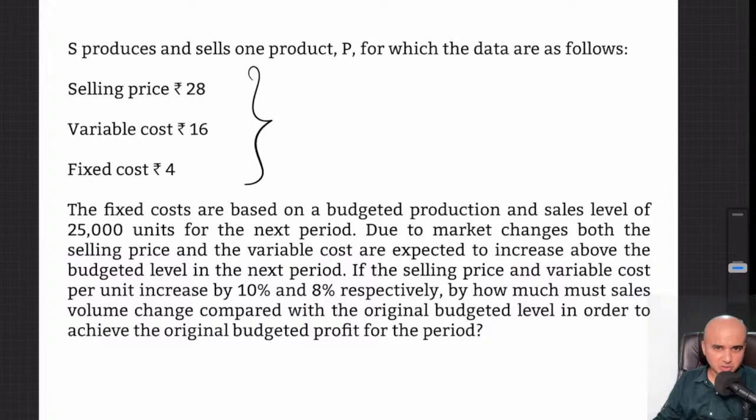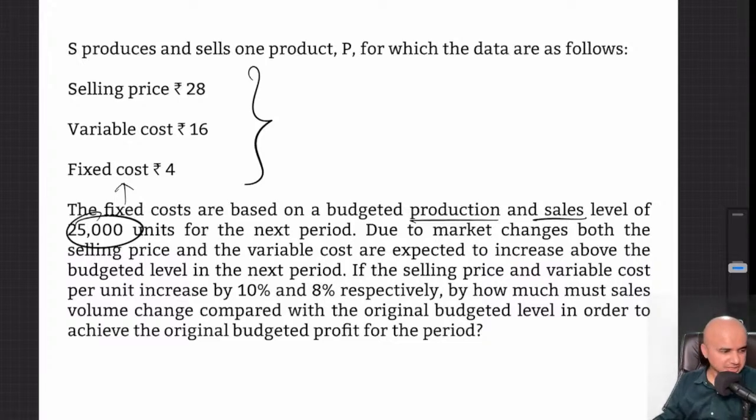The fixed costs are based on a budgeted production and sales level of 25,000 units for the next period. Again, what they're saying is that this fixed cost is based on budgeted production. They have thought of some level of production which they think they will achieve, and also some level of sales. And that level is 25,000 units for the next period. This period could be 1 year, 6 months, a quarter, whatnot. Due to market changes, both the selling price and the variable cost are expected to increase above the budgeted level in the next period. Okay.